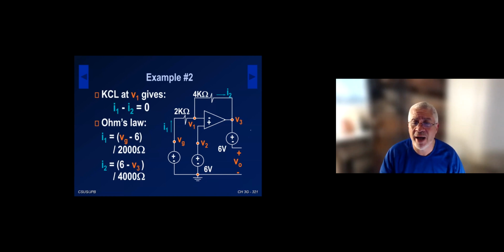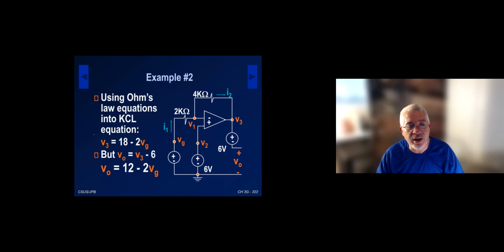Then I go right into Ohm's law for I1 and I2, like the problem we just solved. I1 is VG minus V1, which is VG minus 6, divided by 2000. And I2 is V1 minus V3, so 6 minus V3, divided by 4000. I'm going to put those two things in the KCL equation, and then solve for V3.